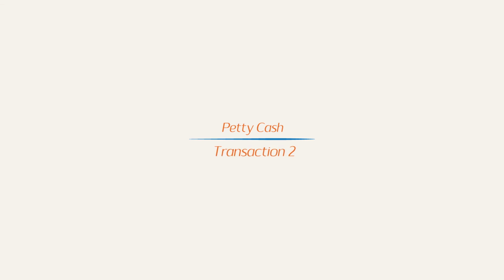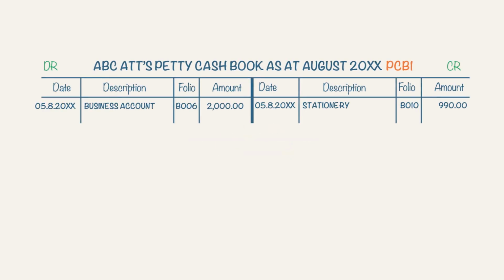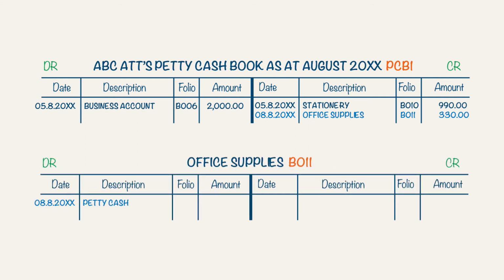Transaction 2. On 5 August 20XX, we bought office groceries and supplies for an amount of 330 Rand. You credit the petty cash book as money was paid out of petty cash to purchase the office supplies. You debit the office supplies or office expenses account as this is an expense incurred by the firm. You record the date, the description, the folio, and the amount accordingly.